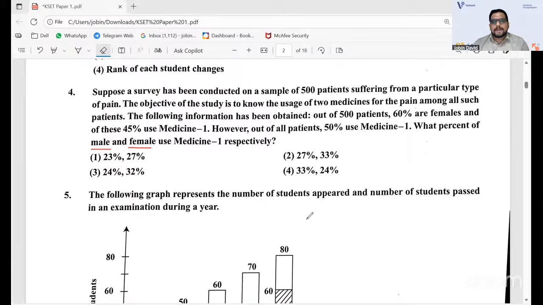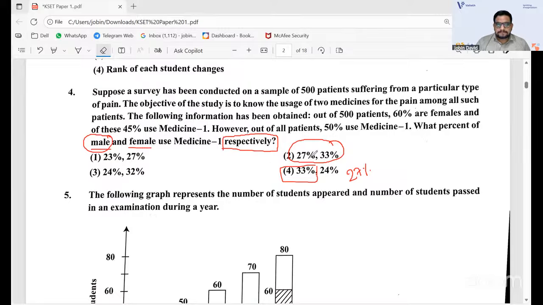We need the percentage of male and female. So the male percentage is 33 percent. And the female is actually 27 percent. It is 27, not 24, that we are getting. So there is an option with 27 percent and 33 percent, but they have given the question as respectively. So first, definitely you should have male and then female.